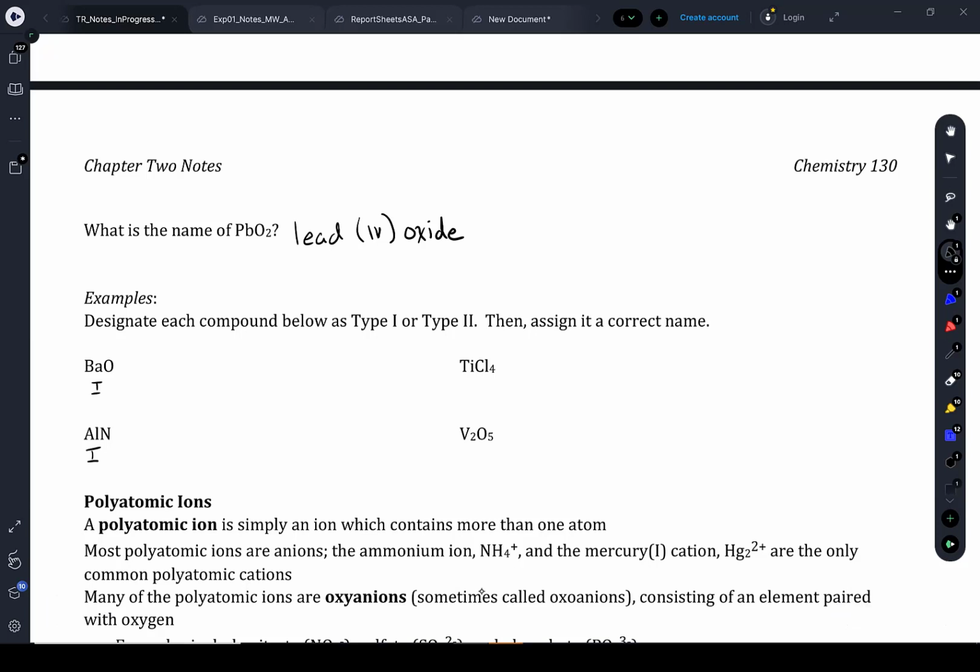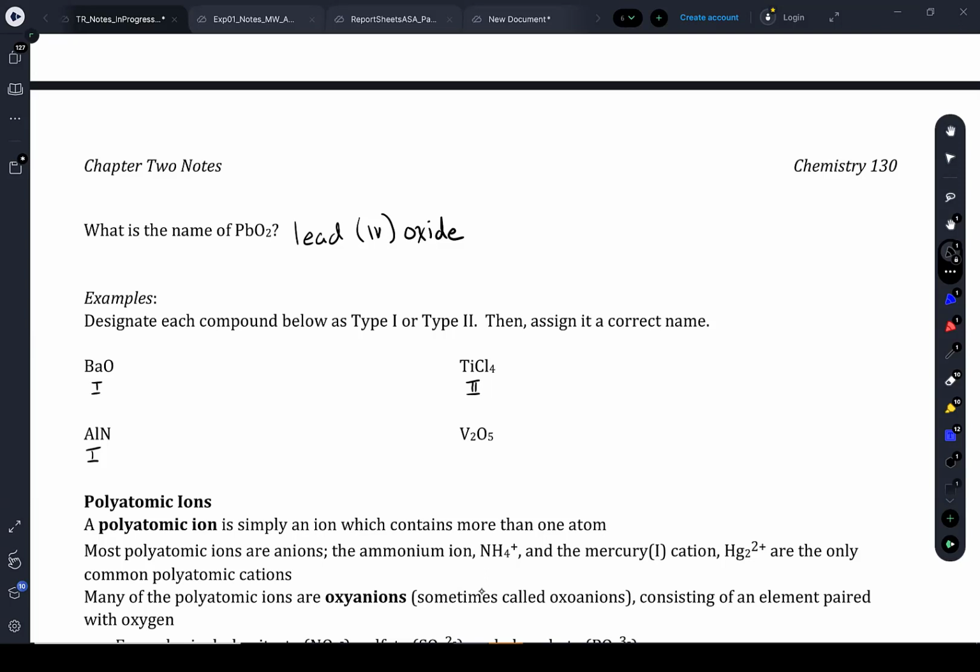How about titanium? Group 2. It's a type 2. Good. Because it can make more than one charge. And then vanadium.